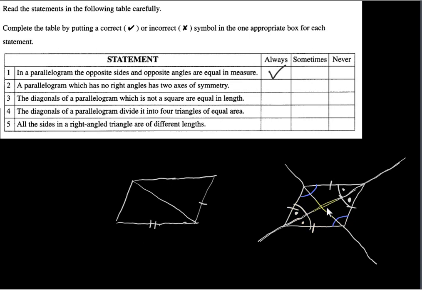It has no right angles. So you can see that sometimes this second statement is true. And we know exactly what the condition is. The condition for this second statement to be true is that the 4 sides of the parallelogram must be equal to each other.